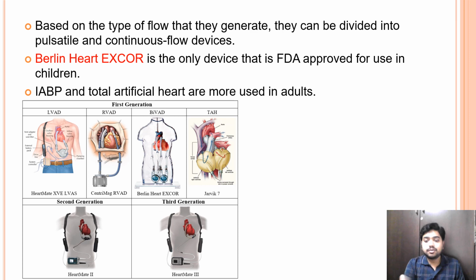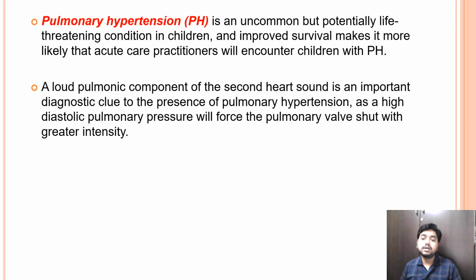So IABP and total artificial heart, but these are all predominantly more in adults. In pediatrics, it is only Berlin Heart EXCOR. So we are done with that. Then next, our emergency presentation is pulmonary hypertension.